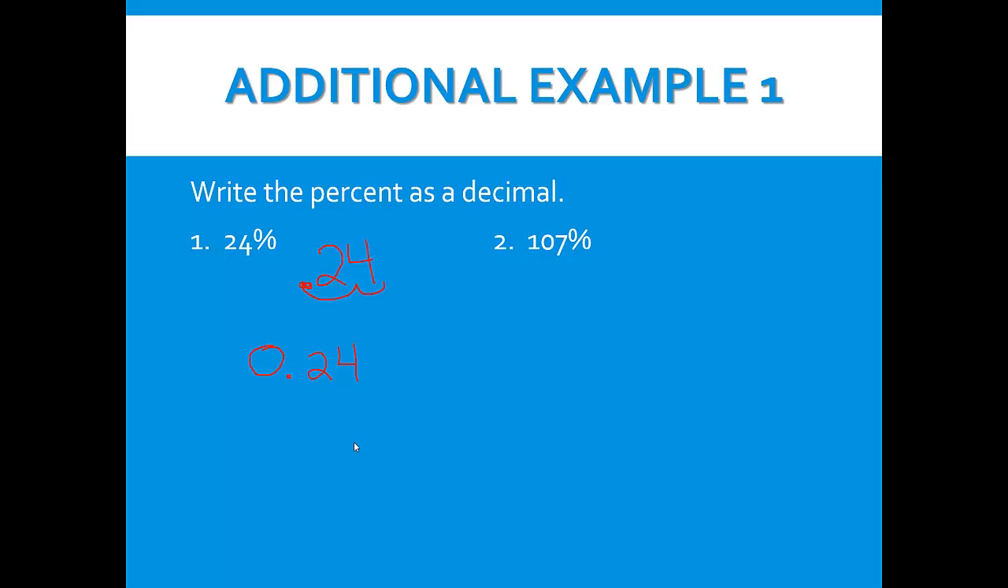or 24 hundredths. For number 2, we have 107%. So first I'll write 107, and then my decimal is at the end, I'm going to move it up 2 places to the left. So I go 1, 2, and that puts it in front of the 0. So we have 1.07. So that's 1 and 7 hundredths.